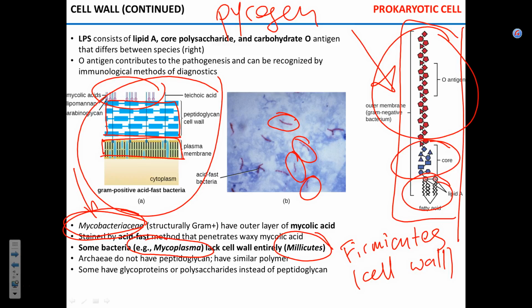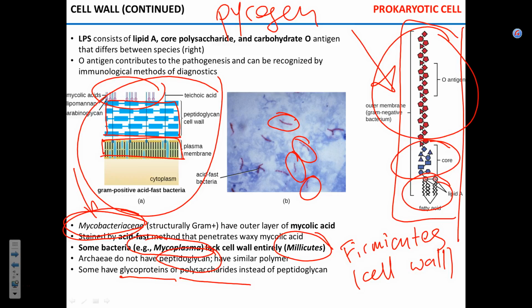What about archaea? Remember, I mentioned that archaea are different from bacteria. Well, quite different. They don't have peptidoglycan. They have similar polymer, but not peptidoglycan, and some have. So when we say glycoprotein, it means that they have more amino acids than carbohydrates. Some of them don't even have amino acids. The cell wall is composed entirely of polysaccharides.